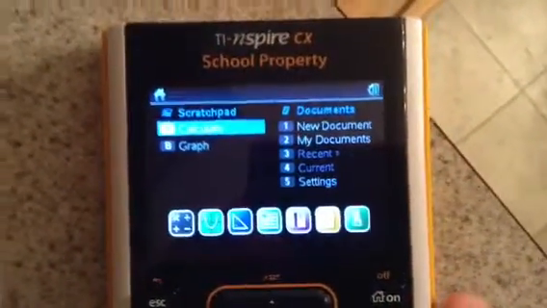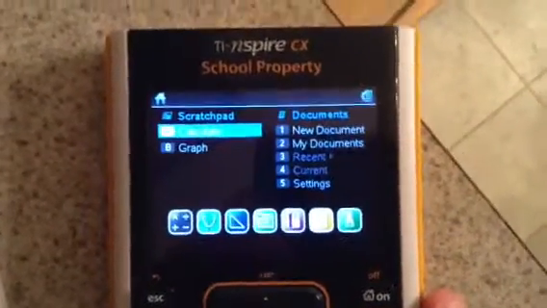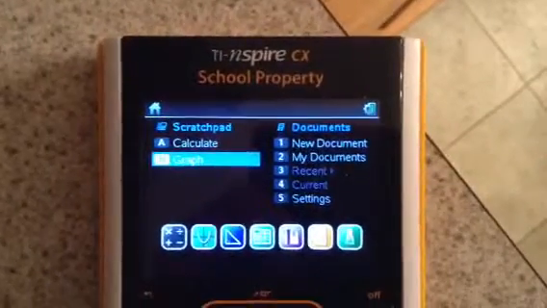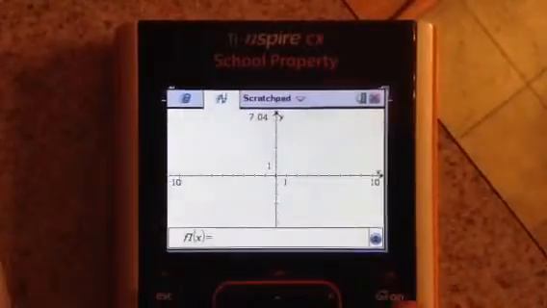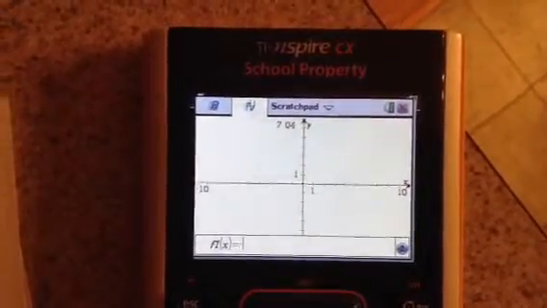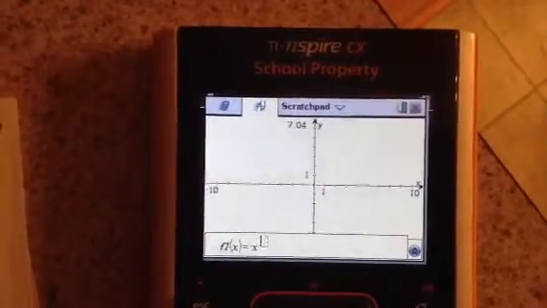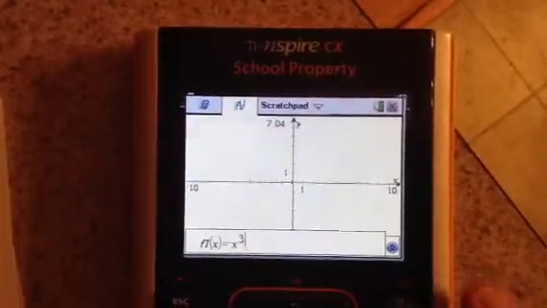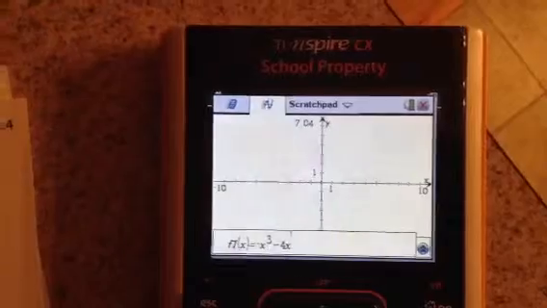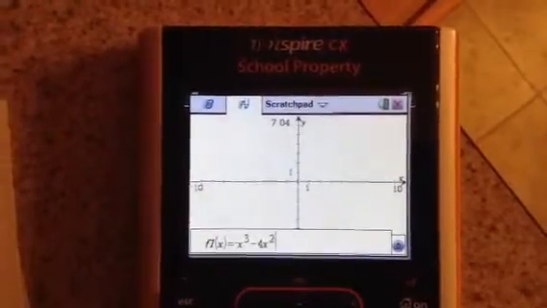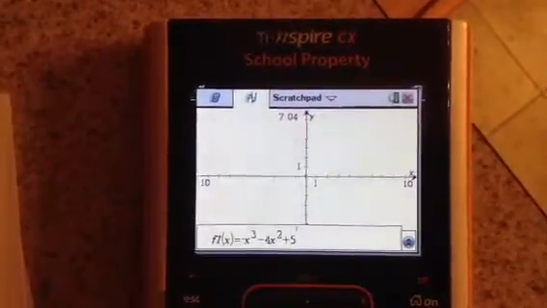Okay? So you can see on here I've got this big screen. I'm going to go to the graph, and I'm going to press tab F1. I'm going to put in negative x cubed minus 4x squared, and then plus 5. And press enter.